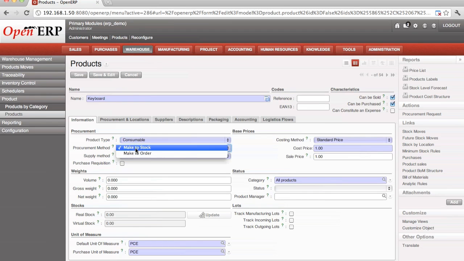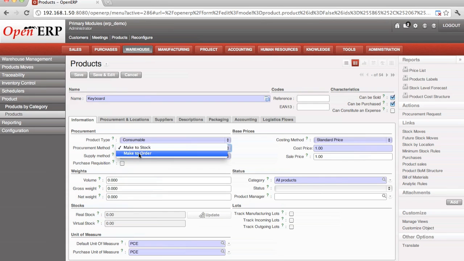The procurement method could either be make to stock or make to order. Make to stock implies that such products are stocked in the warehouse. However, if the quantity goes below the minimum required, a purchase order will be given if the supply method is buy. However, if the supply method is produce, a manufacturing order will be given.